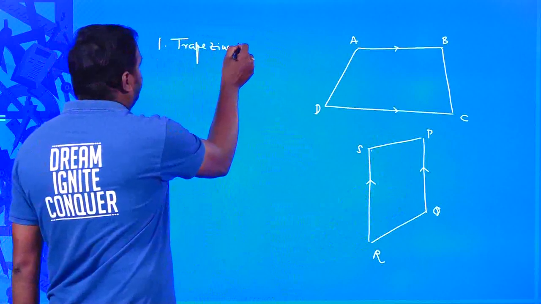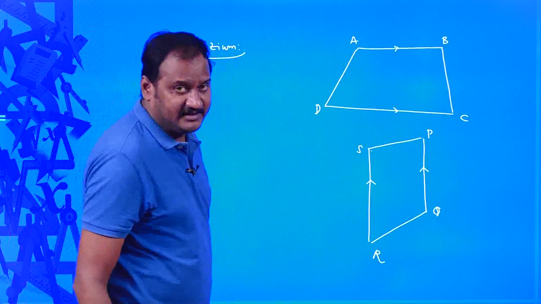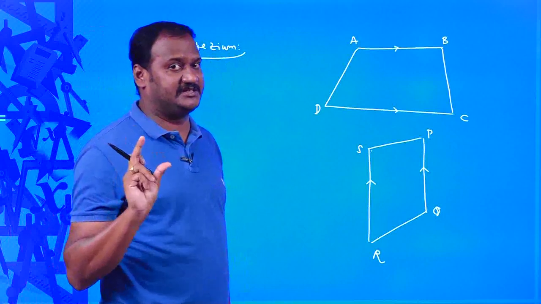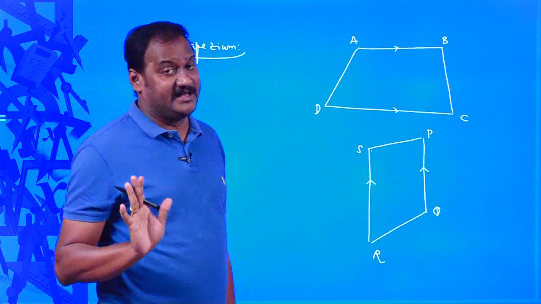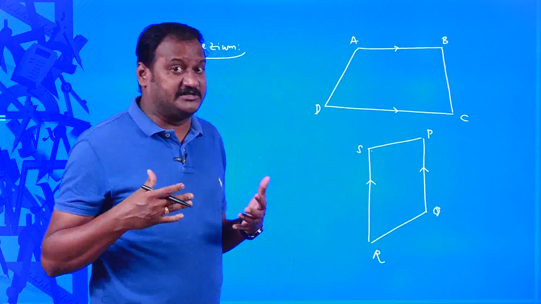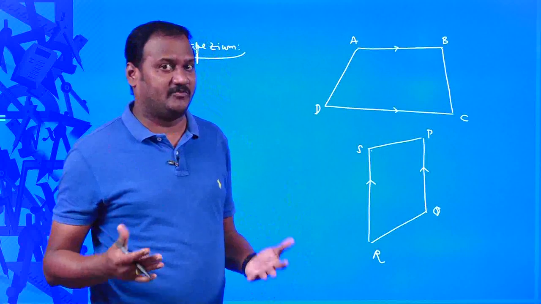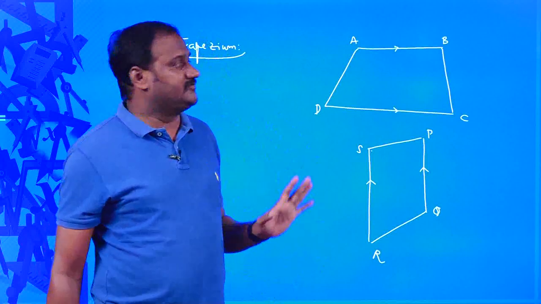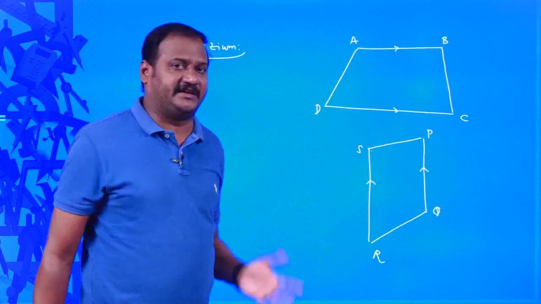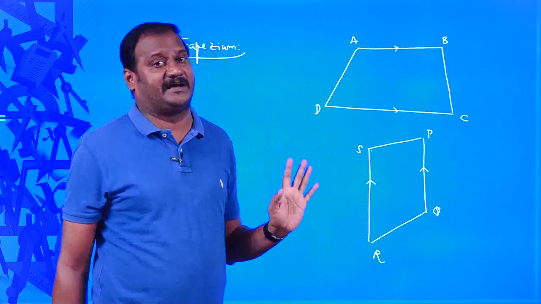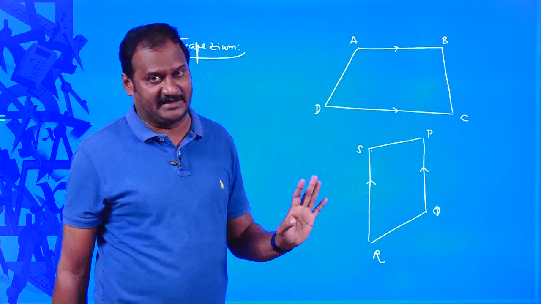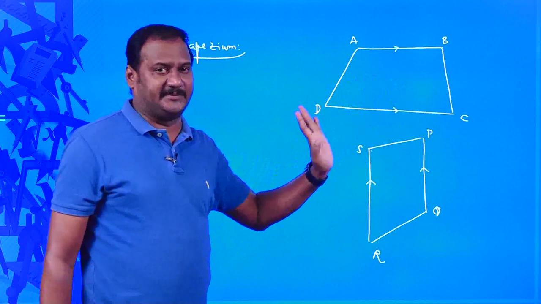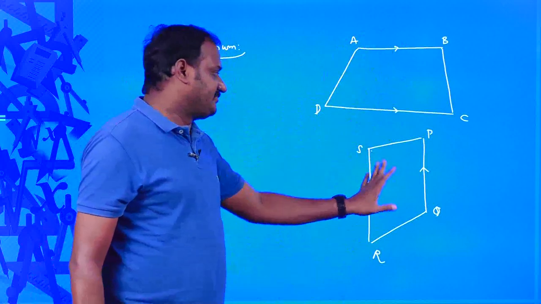Trapezium. So, a trapezium is a quadrilateral in which one pair of opposite sides are parallel. I am not saying that only one pair of opposite sides are parallel. If one pair of opposite sides are parallel, then it is said to be a trapezium. See, one pair of opposite sides are parallel, what about the other pair? The other pair of opposite sides may or may not be parallel, that does not matter. But if you identify one pair of opposite sides parallel, then it is said to be a trapezium. See, ABCD is a trapezium, PQRS is a trapezium.